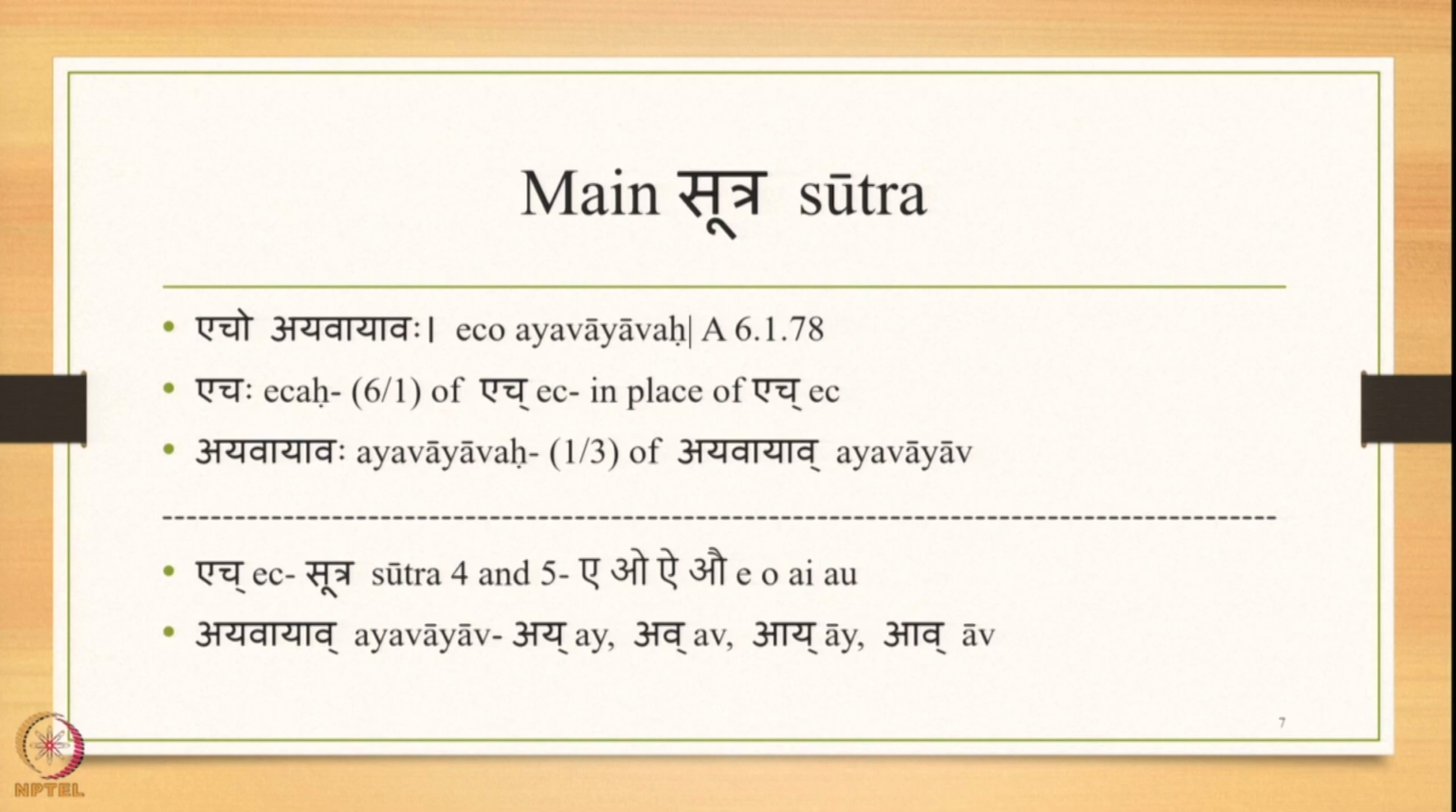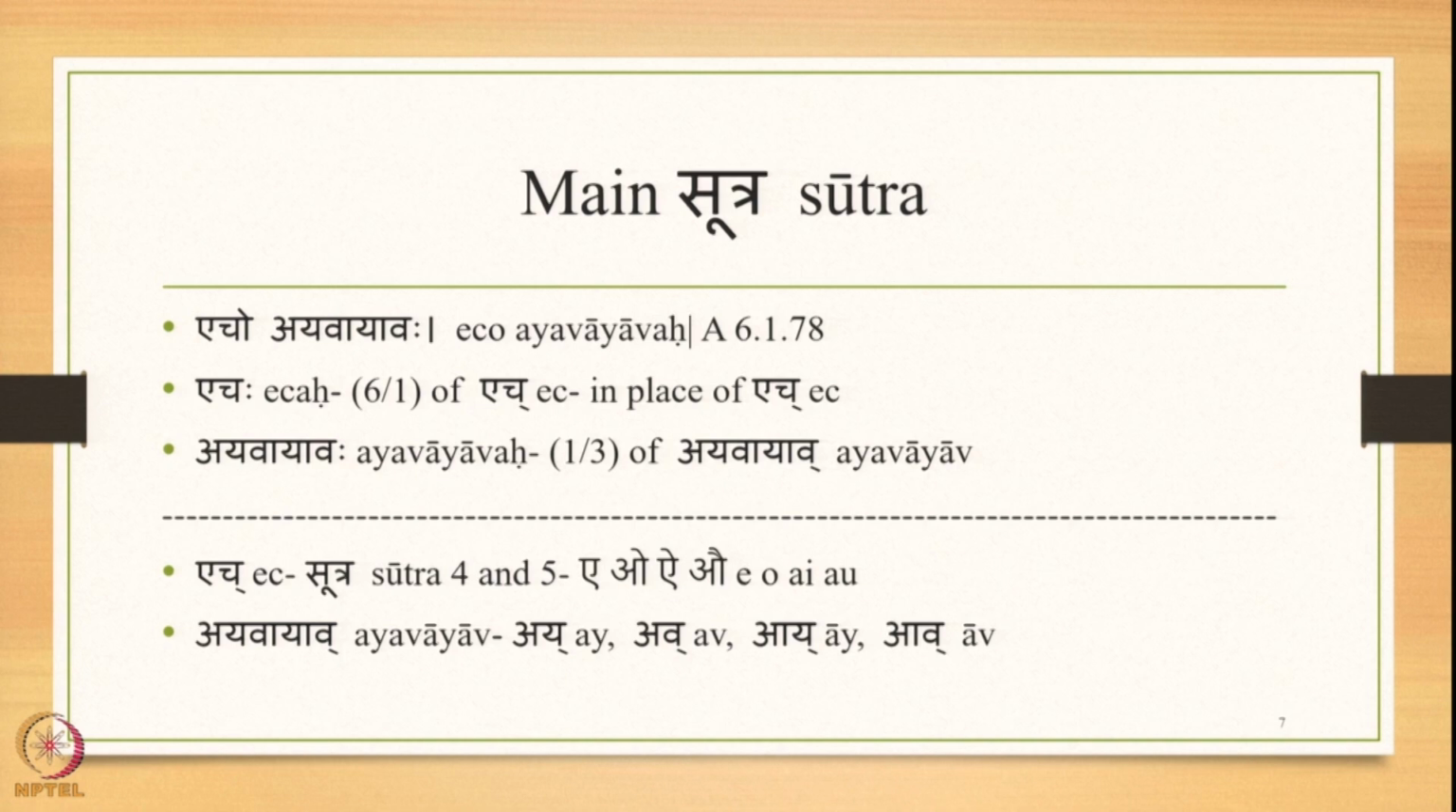But before going there, let us quickly study the main sutra stating the ayavayav sandhi, which is Echoyavayavaha. Echoyavayavaha has got two words in it, echaha and ayavayavaha. This is 6178. Echaha is 6/1 of ech, meaning in place of ech. Ayavayavaha is 1/3 of ayavayav.